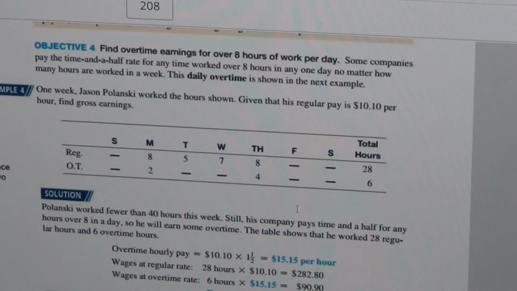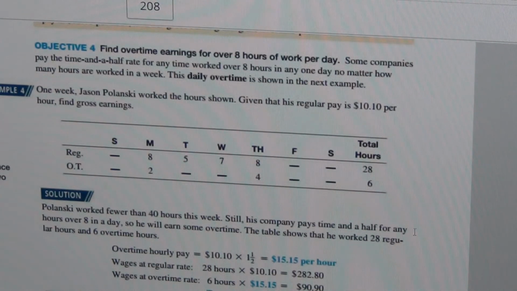So in that case, we've got to track in a little bit different way. We've got to be in more detail. We've got to track how much overtime one has actually earned by day. Okay. So in this case, we have regular listed. It looks like it's Jason Polanski, and Jason is given $10.10 per hour, and we're going to find the gross earnings. But now in this case, the total amount of hours, it looks like 28 hours of regular and 6.